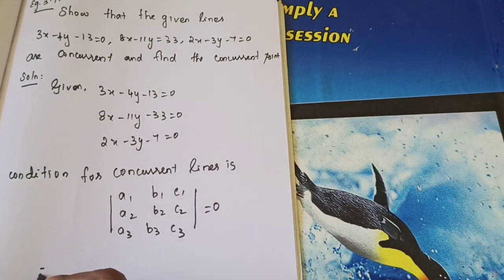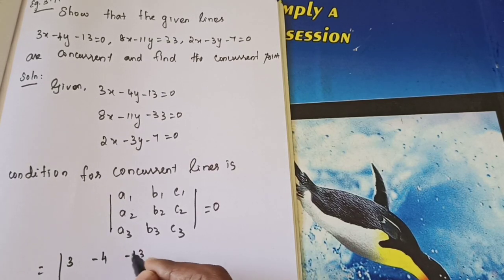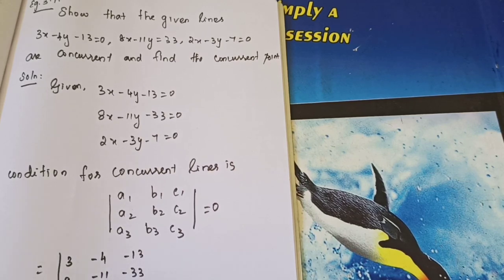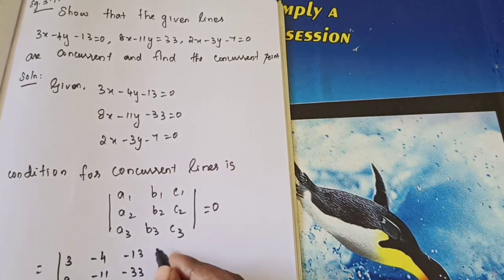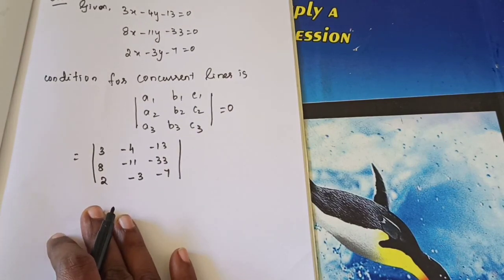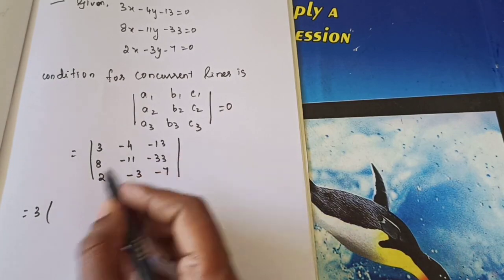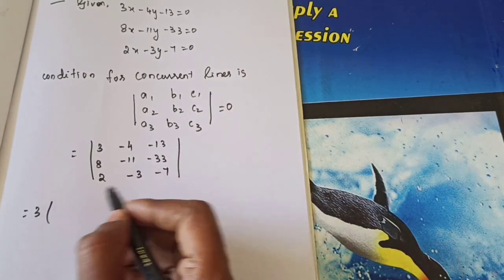That's equal to, substituting 3, minus 4, minus 13, 8, minus 11, minus 33, 2, minus 3, minus 7. So the first unit you have learned is determinants, is it right? So you are very thorough in that. Okay, so 3 into, how will you take this and this will go? So I am simplifying, that is 77.